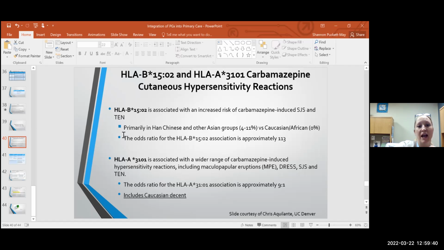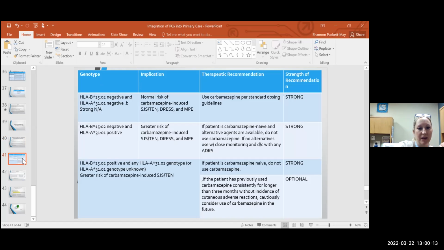Having one of these SNPs significantly increases risks for Stevens-Johnson and toxic epidermal necrolysis, so those cutaneous drug reactions. Having HLA star 3101 can significantly increase maculopapular eruptions, Stevens-Johnson and TEN. And then the association of having that reaction is almost 9 to 1. This is directly taken from the CPIC, so it's either positive or negative.